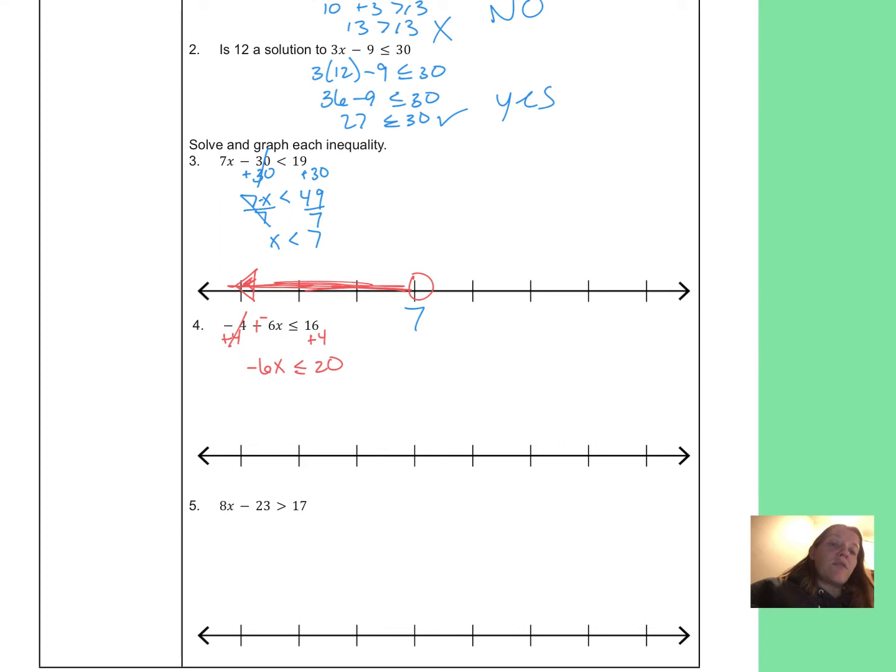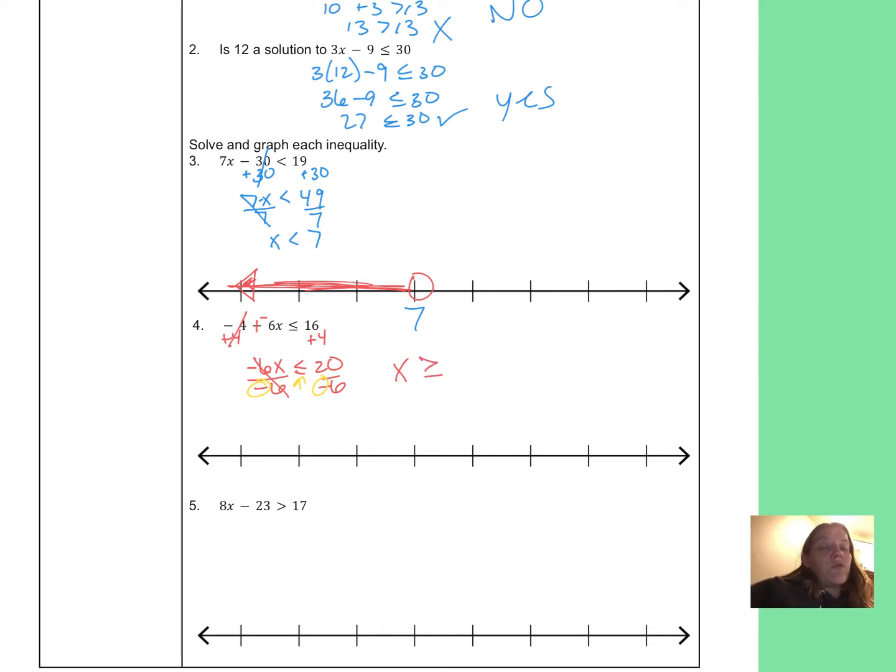Now I can take care of this and get rid of that negative 6 from my x. Opposite of multiplying is to divide by negative 6. But then there's my rule. I divided by a negative, which means that sign has to get flipped around. So then x is, instead of less than, it's going to be greater than or equal to.